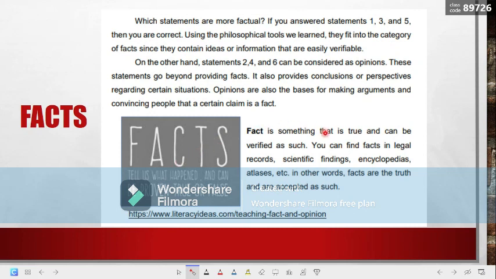Now, a fact is something that is true and can be verified as such. You can find facts in legal records, scientific findings, encyclopedias, atlases, etc. In other words, facts are the truth and are accepted as such. Okay, you also have here: facts tell us what happened and can be proven true or false.